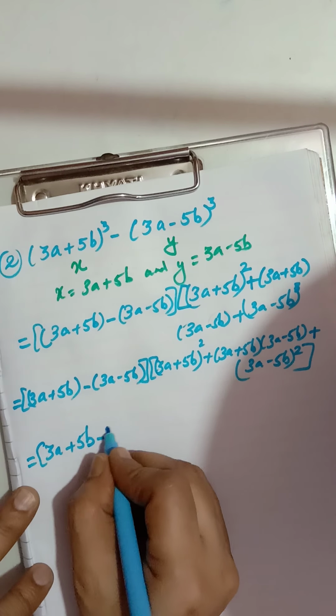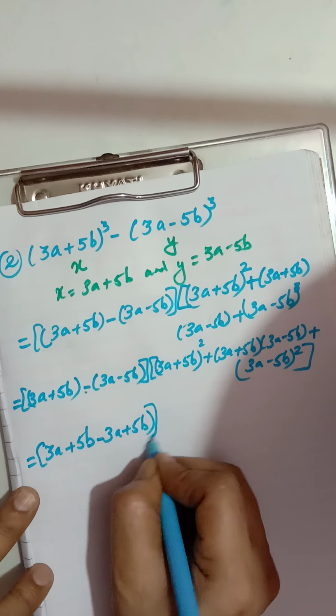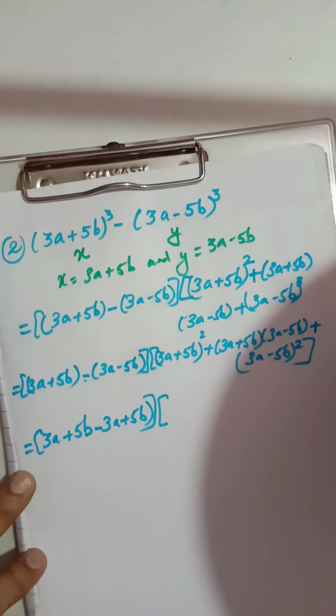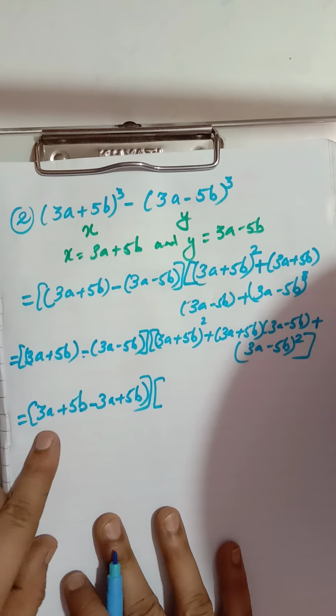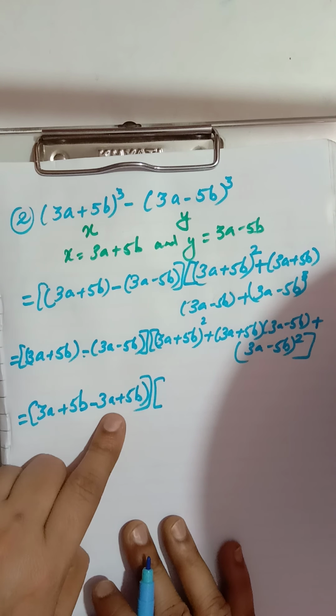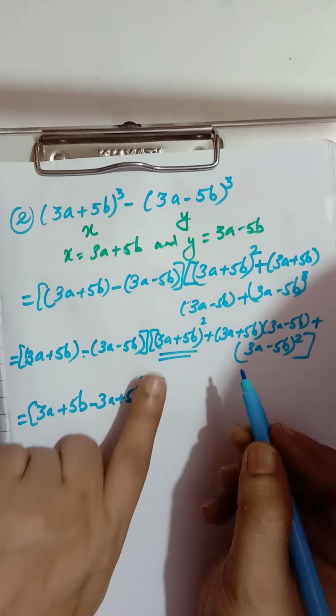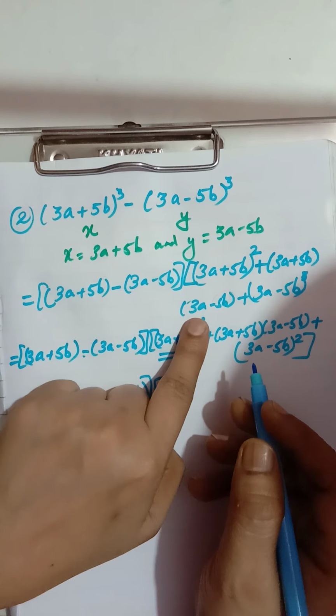Now minus 3a, minus minus plus 5b. This is your first bracket, okay. This is your first bracket: 3a + 5b − 3a + 5b. First bracket, okay. Now second bracket, this first term (3a + 5b)², children.